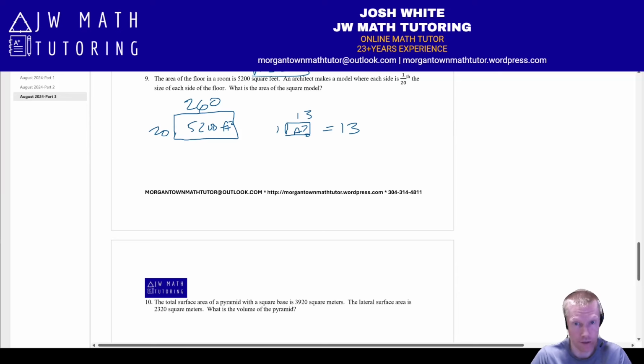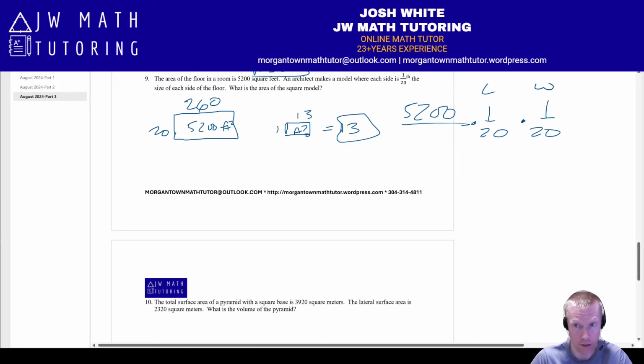Well, 1 times 13 is just 13, and that's the final answer. Alternate way to do this is just take the area, 5,200, and you're basically going to divide by 20 squared, or really multiply by 1/20th, but you have to do it twice because you have to do it once for the length and once for the width because area is two-dimensional.